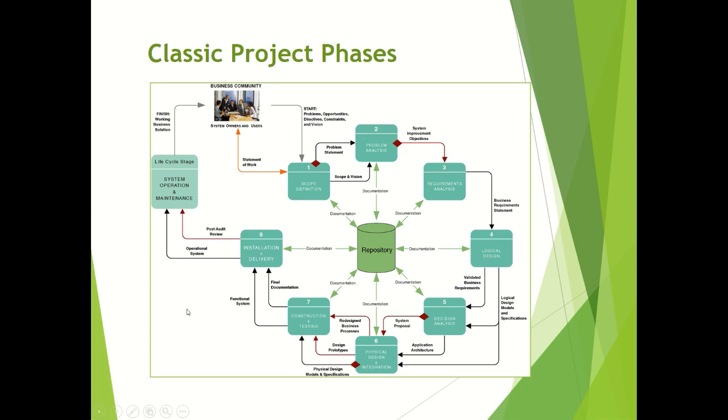So this is an example of the classic project phases. If you could see, there is a business community, and you have the scope definition. You are starting from here. You are identifying the problems, opportunities, directives, etc. And then you have a problem statement, then you are analyzing it, then you are getting all the requirements analysis, you get all the requirements, you come out with the logical design, then you do a decision analysis, then you come out with a physical design, then you are constructing and testing it, you are installing or deploying it, then you have proper system operation and maintenance. There are so many processes which happen in between, which will make your system more efficient and of higher quality.